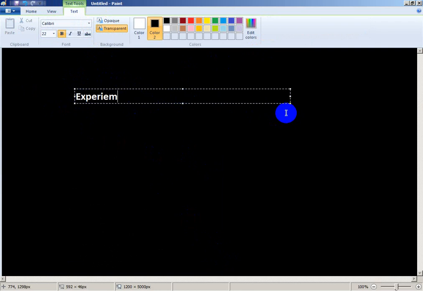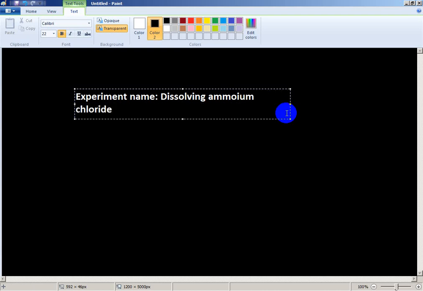Experiment name: dissolving ammonium chloride. Dissolving ammonium chloride.